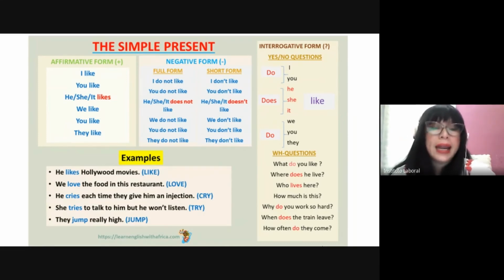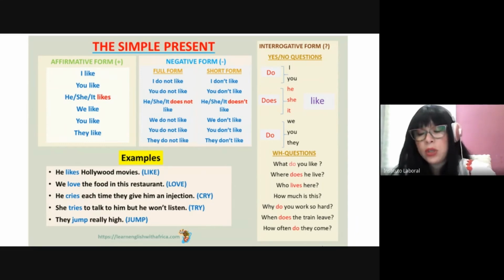So we have here, I like, me gusta, you like, te gusta, he likes, she likes, it likes. En el simple present tense, el verbo en la tercera persona del singular, tenemos que añadirle la letra S al final. Por eso es que de like le comunicamos likes. Con el resto de los sujetos no necesitamos la S. We like, you like, they like, los pronombres.